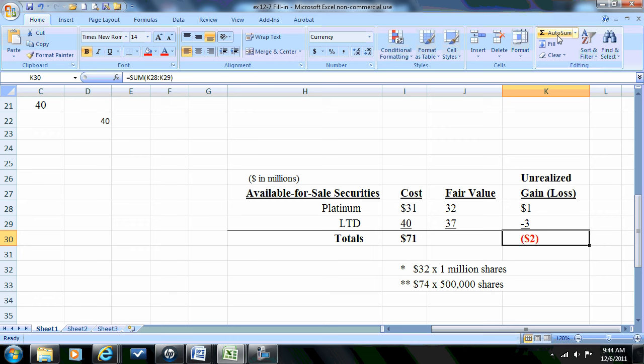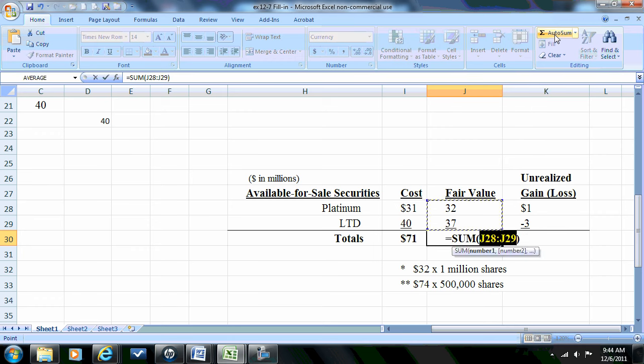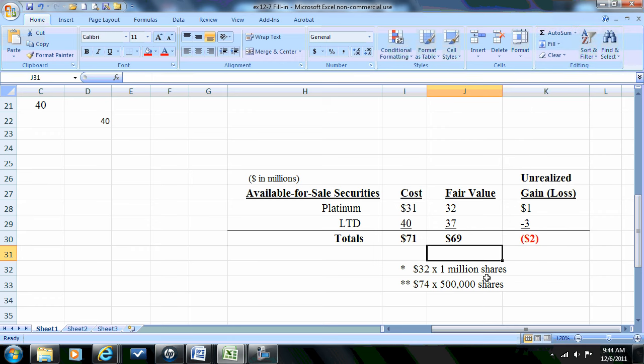Now I'm going to total up our columns, and the net amount we're going to report on the balance sheet for the value of our investments is $69 million. We don't necessarily have to go in and change the balances in these investment accounts. Most firms do not do that. Instead, we're going to use a valuation account called fair value adjustment.